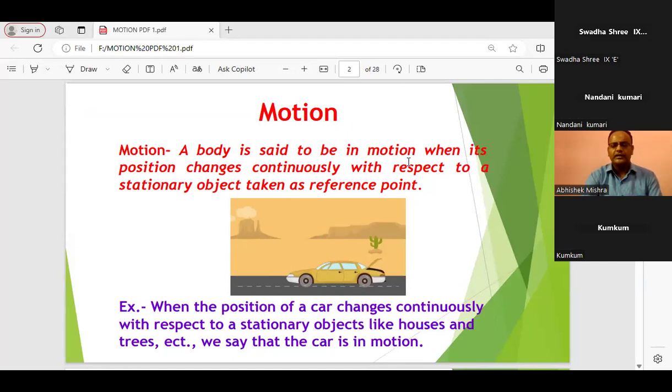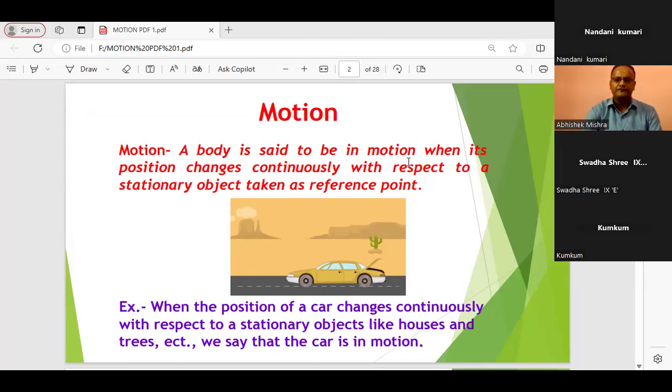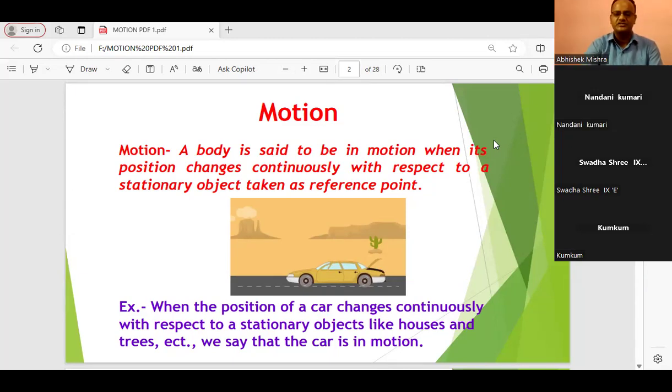Yes, sir. Sir, distance is the actual path traveled by a body. Okay, fine. Nandini, correct. The distance is the actual path traveled by a particle or by a body. Definitely correct. And now, can anyone recall, in our last class we also discussed the difference between distance and displacement. Can anyone say what is the difference between distance and displacement?